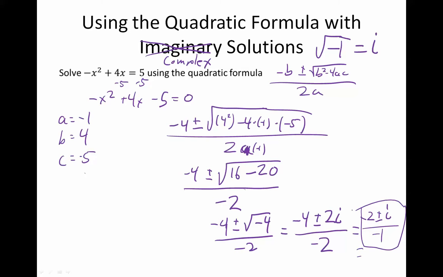And so the big thing here, again, is that the quadratic formula works the same way. It's just that in the end, what's under the square root becomes negative, and then we have to change that negative to i, a complex number.